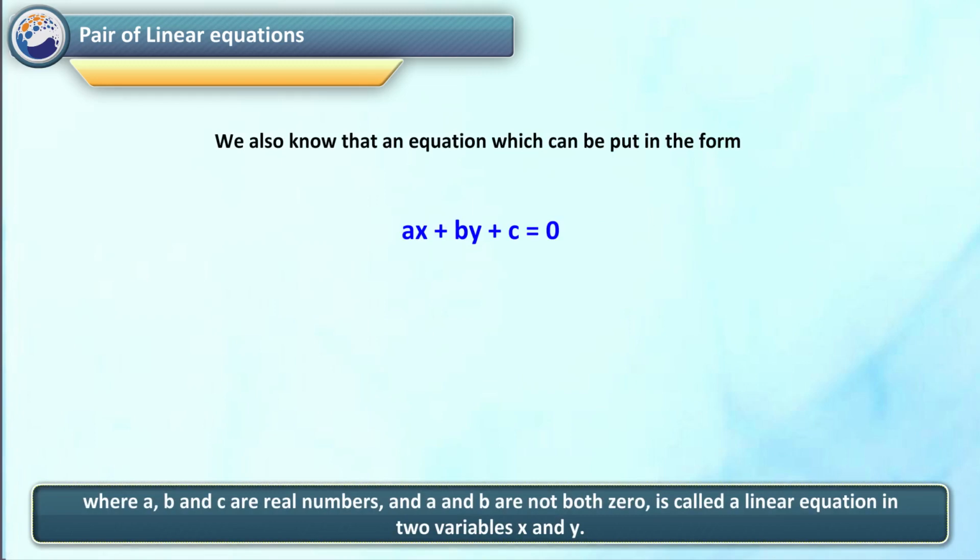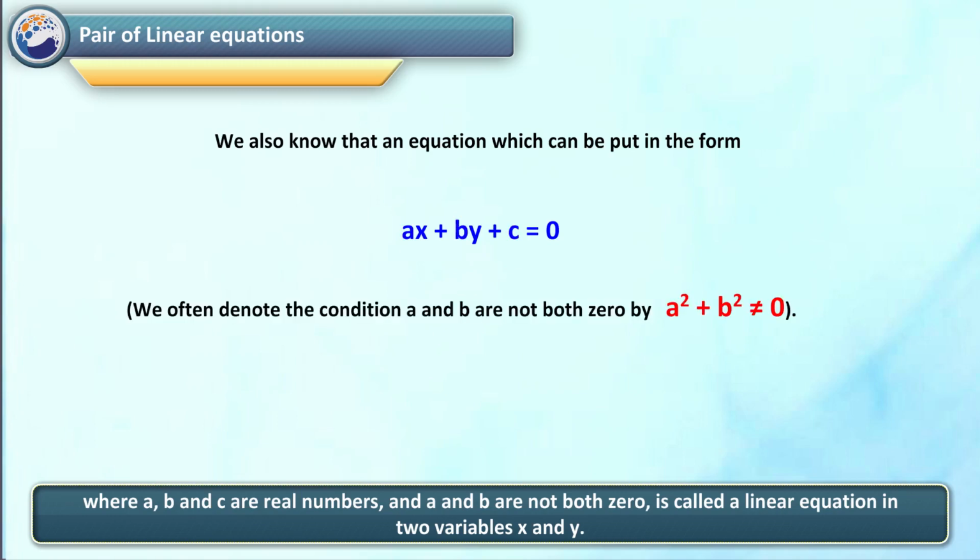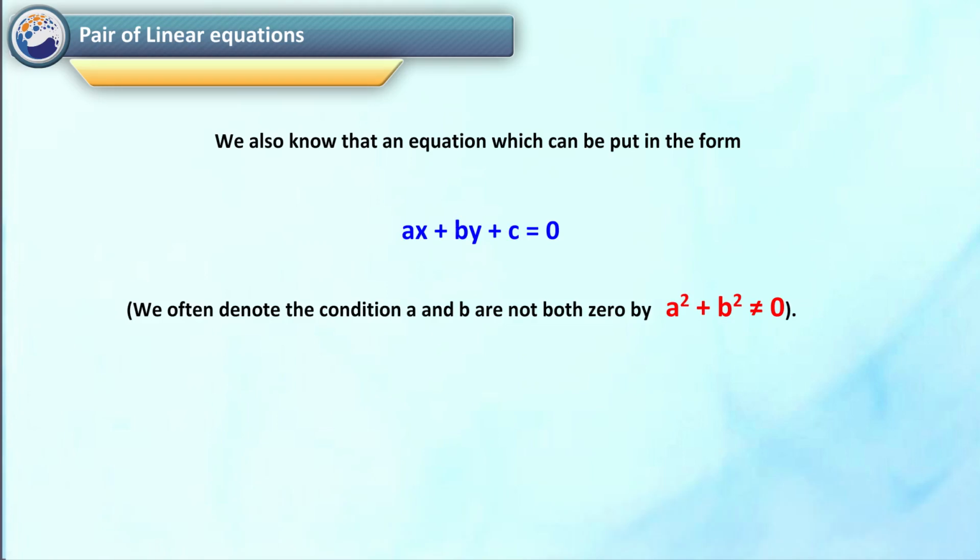We also know that an equation which can be put in the form of ax plus by plus c is equal to 0, where a, b and c are real numbers and a and b are not both 0, is called a linear equation in two variables x and y. We often denote the condition a and b are not both 0 by a square plus b square not equal to 0.